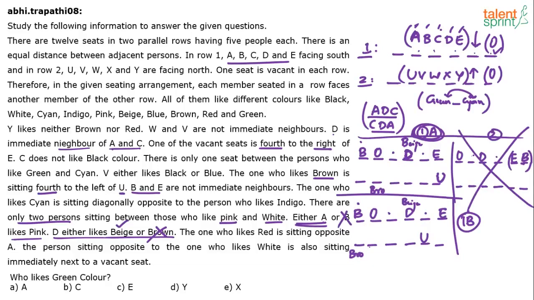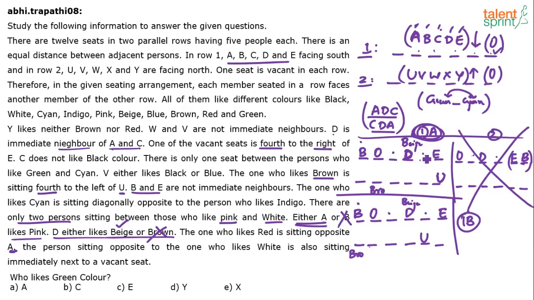Can we do something about it? Suppose you take A in this position. Wherever A comes, A will like pink. Remember, A and pink both are equal now. If you take A in this position, there should be two persons between pink and white. So if A comes here, dash dash, this should be white, but this is a vacant seat, 0. A vacant seat, so A cannot come here. Are you able to follow?